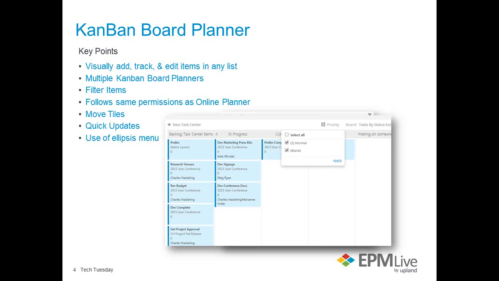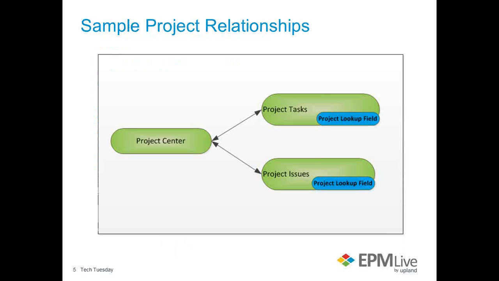Please note that this feature was not available previous to 5.6, so it's a new feature. A Kanban board planner can be used for any two lists. The key is the two lists must have a relationship.